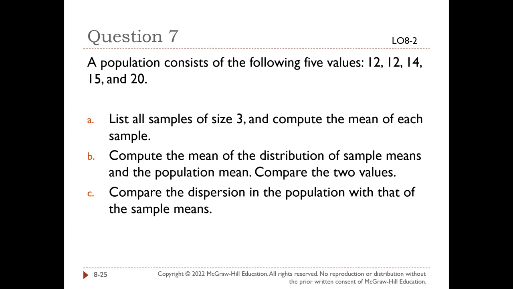Question 7. A population consists of the following 5 values: 12, 12, 14, 15, and 20. List all samples of size 3 and compute the mean of each sample.